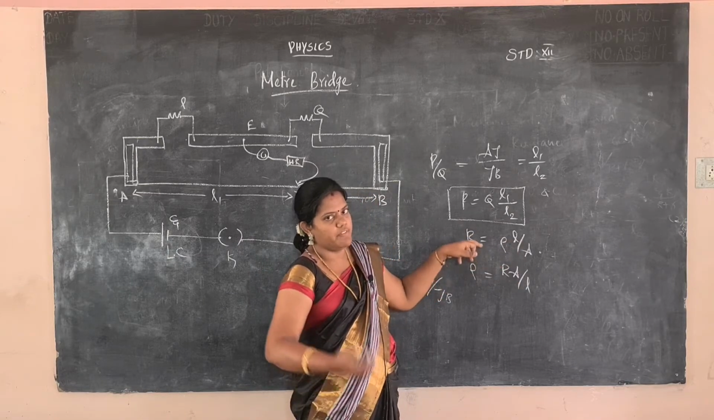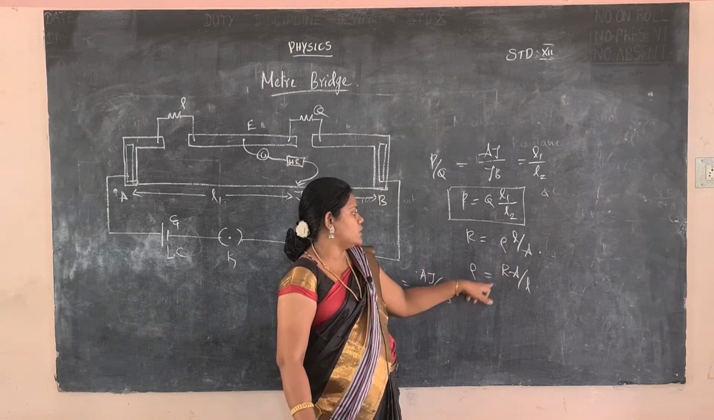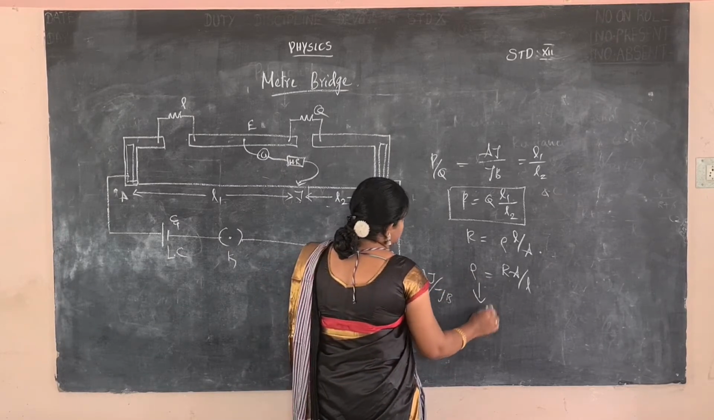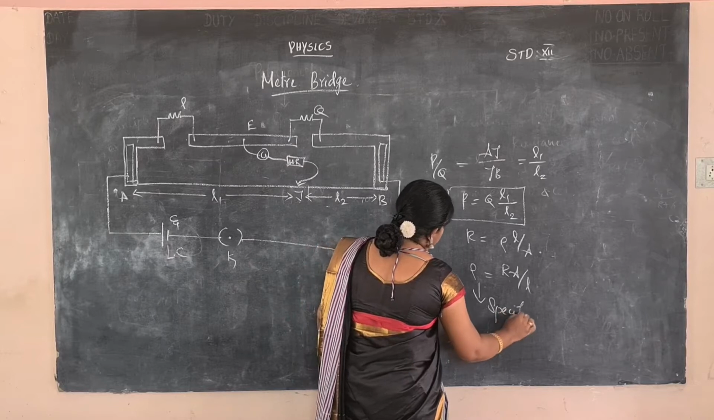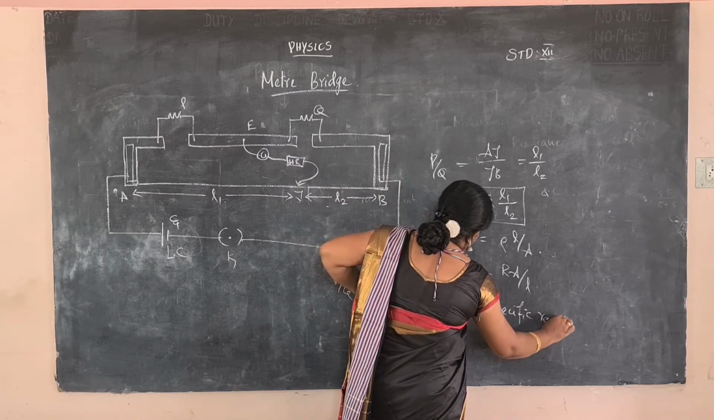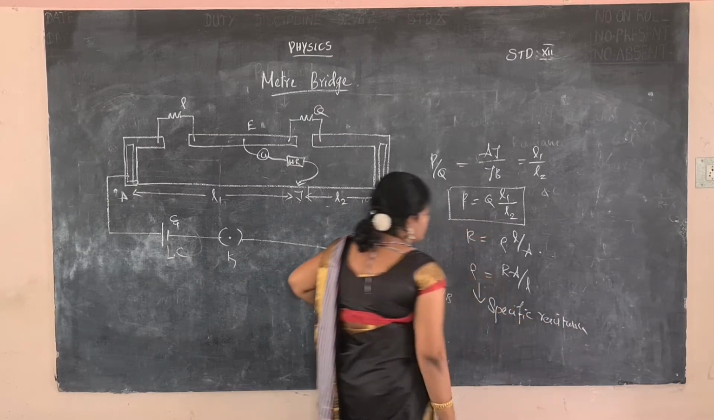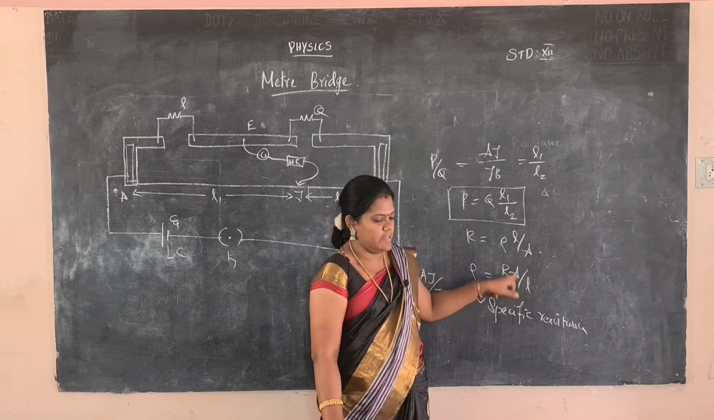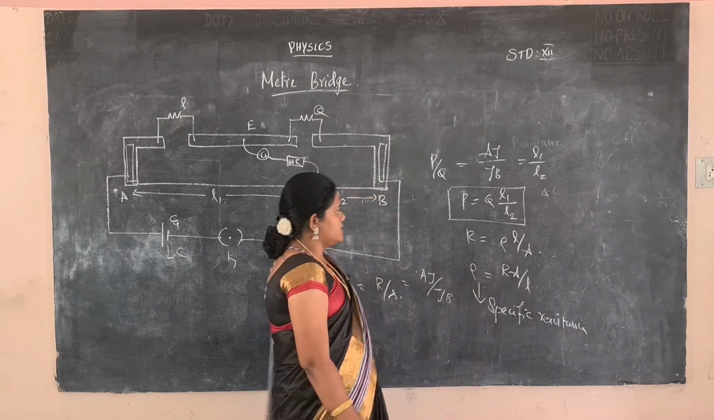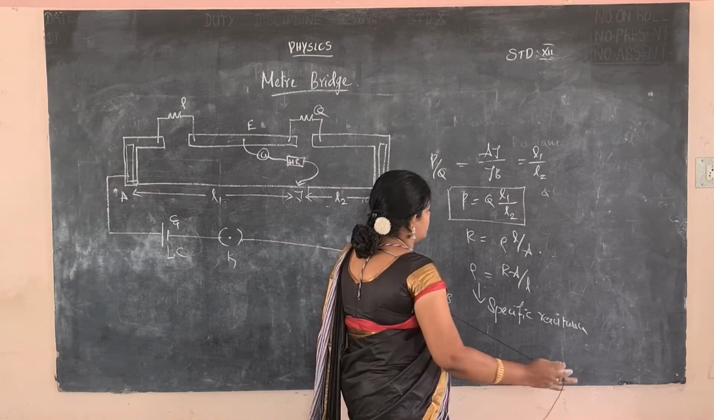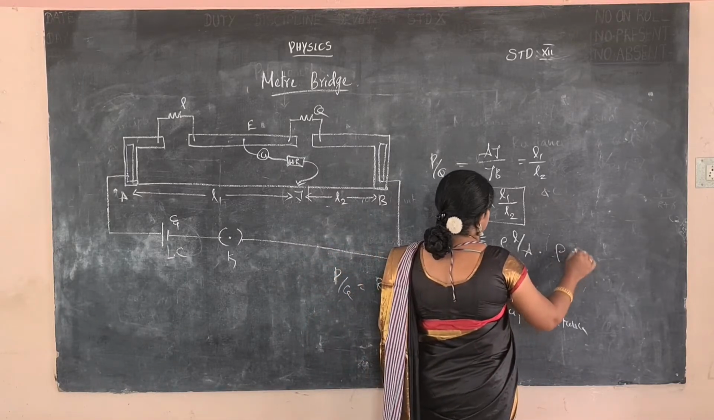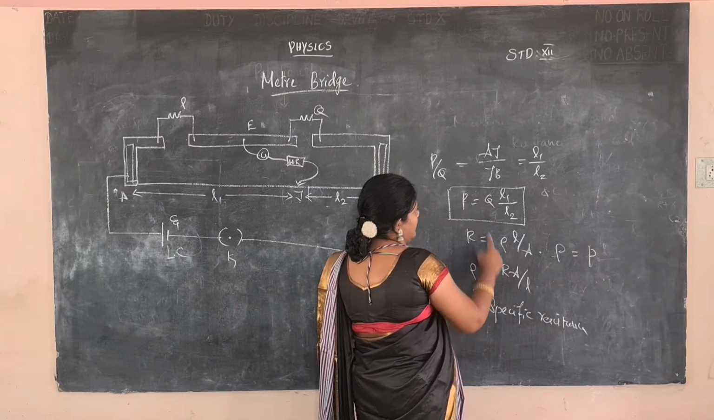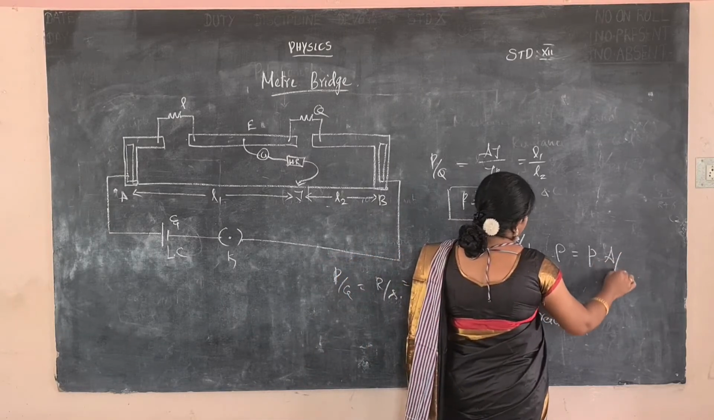You already learned this in the previous classes. Resistivity is equal to RA by L. So resistivity is the specific resistance. Rho is the specific resistance. So rho is equal to RA by L. Easily, rho will be equal to P into A by L. Actually rho is equal to P into A by L.